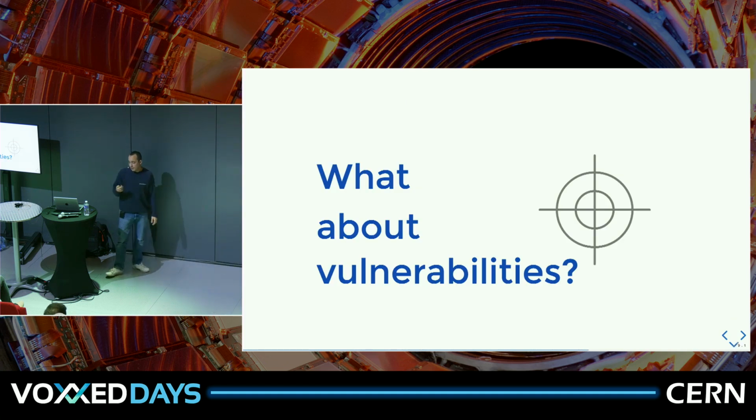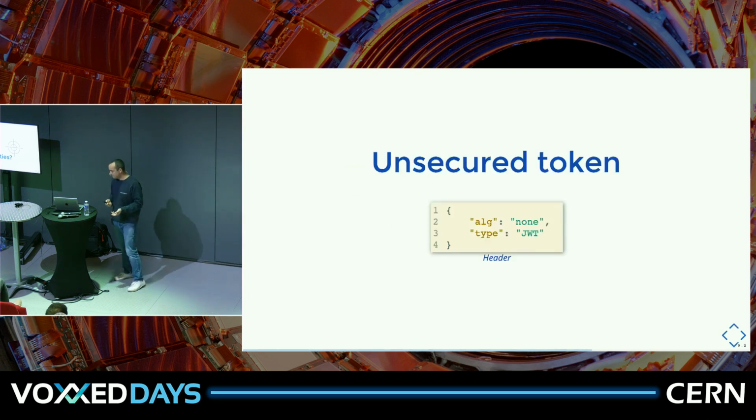Let's talk about vulnerabilities, because JWT always has something which touches authentication, authorization, and cryptography. It is something interesting for a malicious user, I think. So the first kind of attack is the unsecured token.